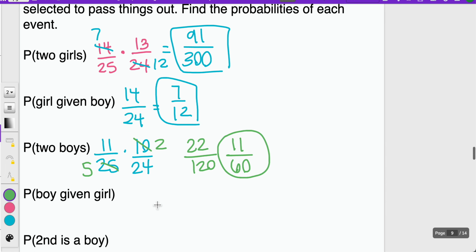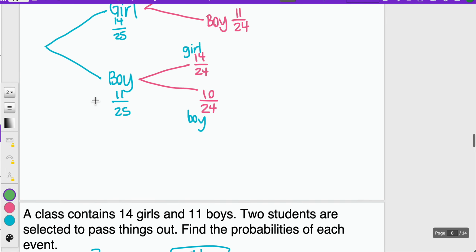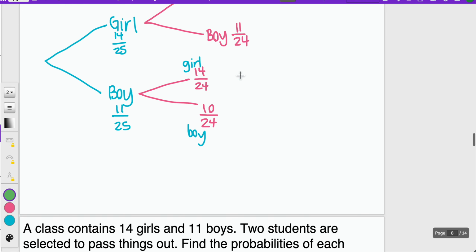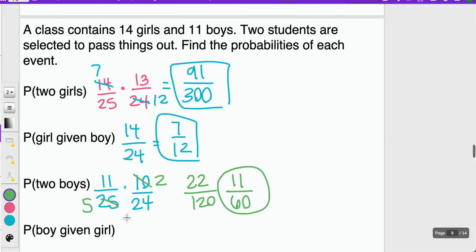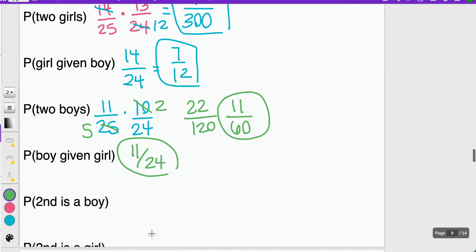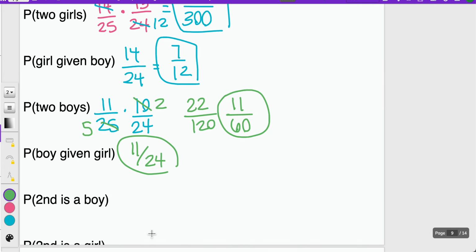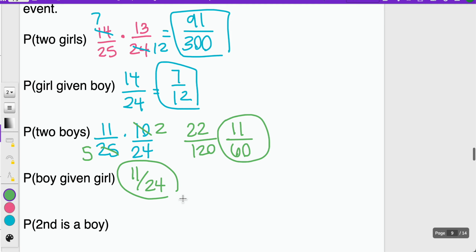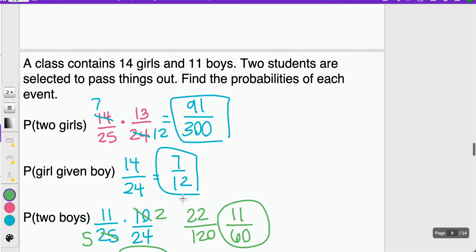And then what's my probability of boy given girl? If I choose girl first, boy next would be 11 over 24. No simplifying there. And then the second is a boy. The second is a boy just means I have 77 out of 300 for my first choice of girl then boy, but then my second has to be a boy. I would need to add those 2 things together.